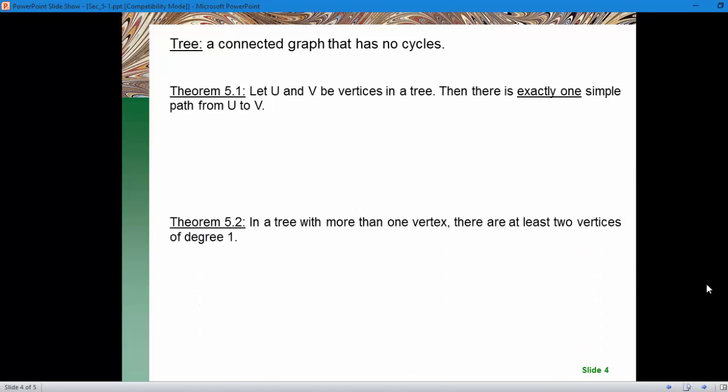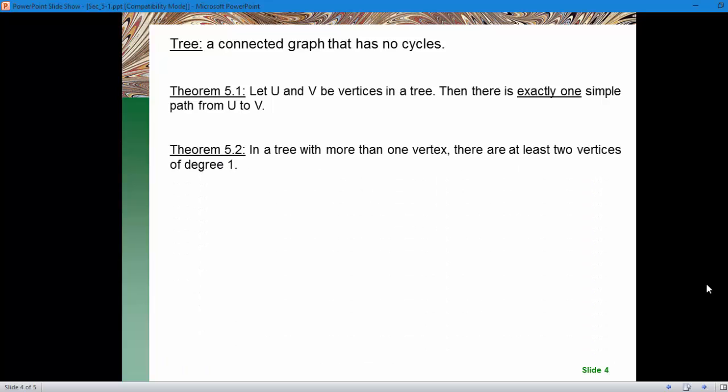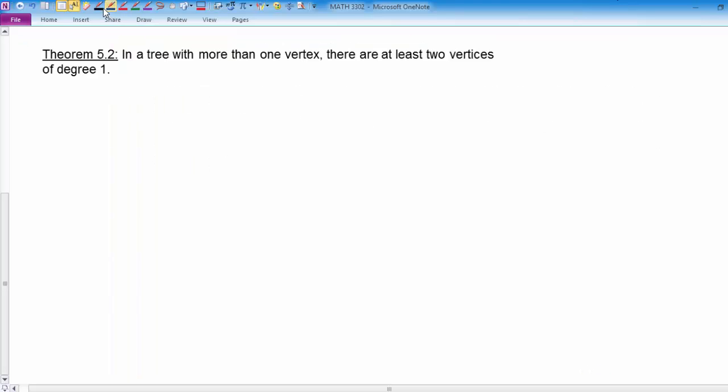The next result, theorem 5.2, says that in a tree with more than one vertex, there are at least two vertices of degree 1. Let's see how we prove that. The idea of the proof is based on the fact that there is a finite number of vertices. So if we're able to list all possible paths between any two vertices, that's going to be a finite list.